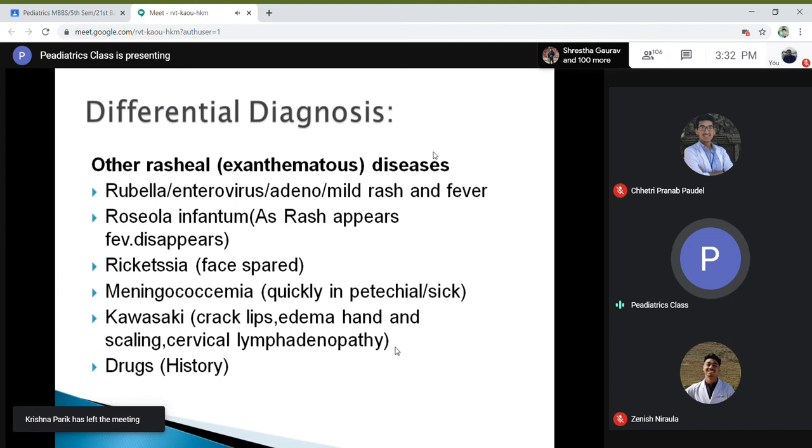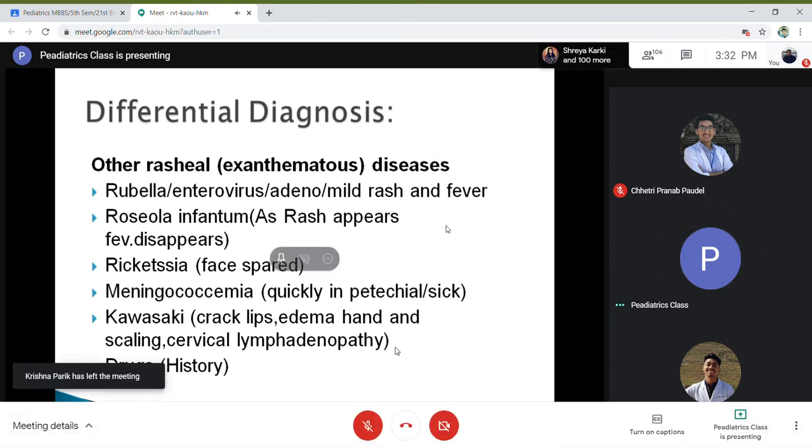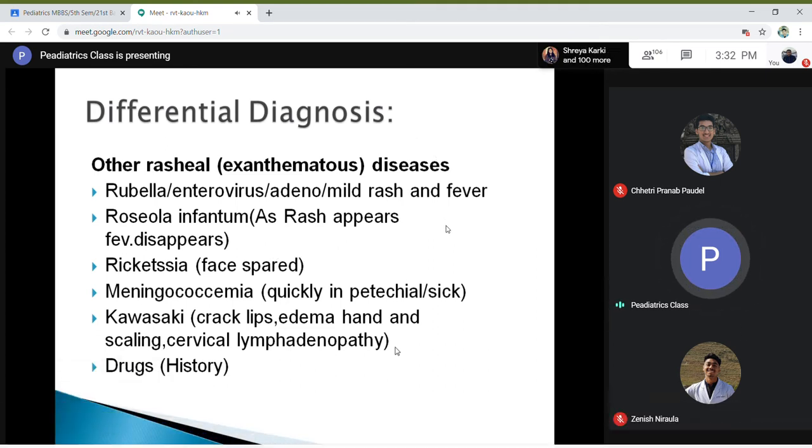Rickettsia, usually the face is spared. You don't see much rash on the face. Meningococcemia, you have a quickly deteriorating sequence of the patient, the patient is sick with petechial rashes, looking very sick. Kawasaki is another disease: cracked lips, edema of the hands, scaling, cervical lymph node with rashes. So that's one of the differential diagnoses coming to mind. At the end, you can put drug rashes as well.